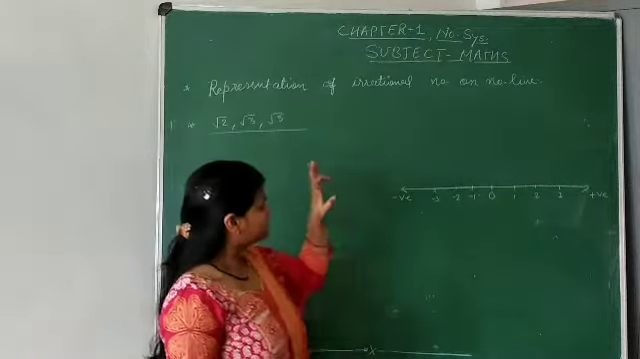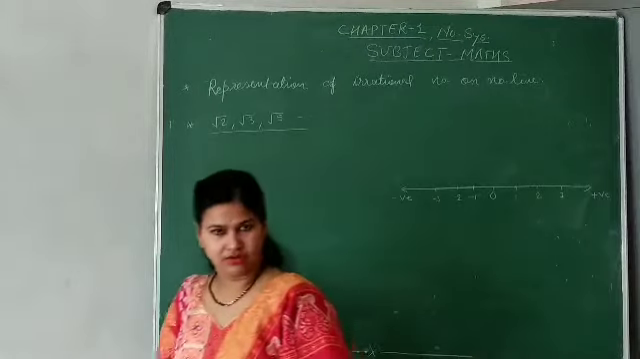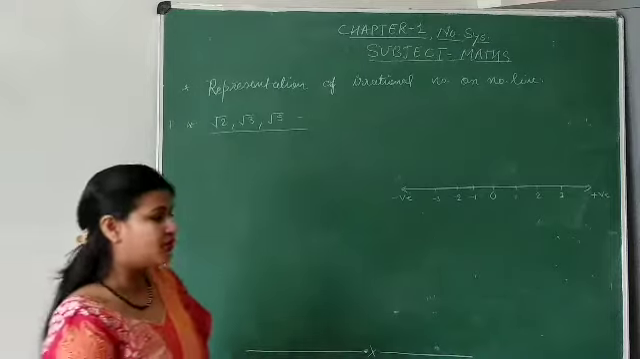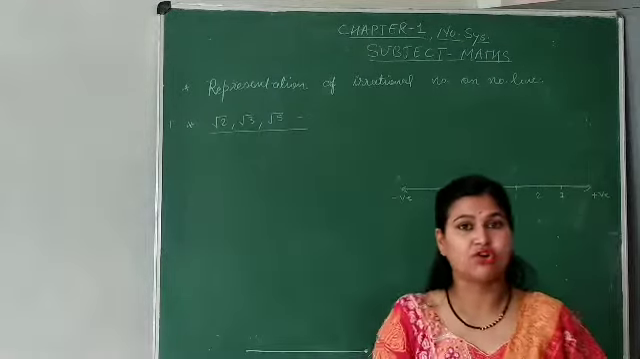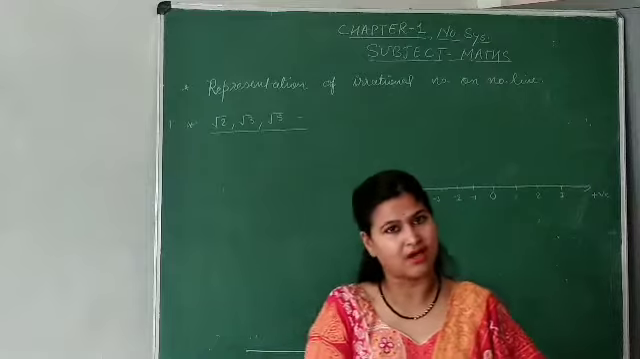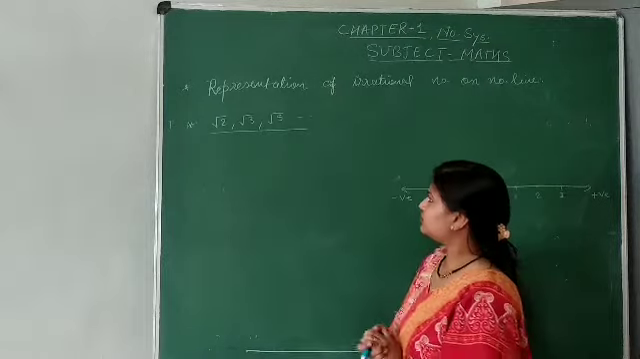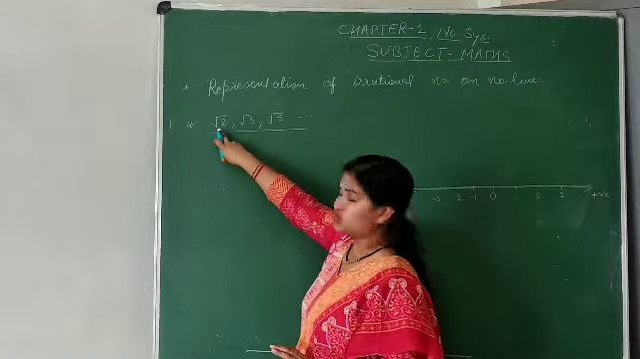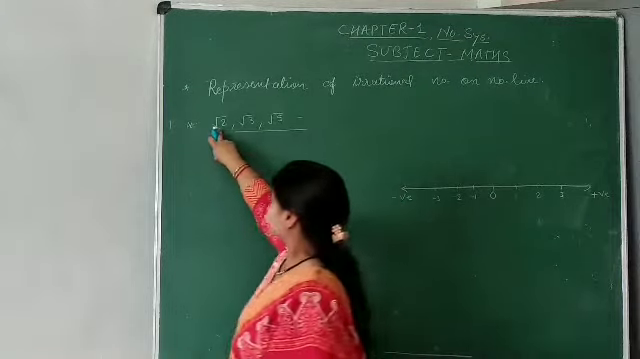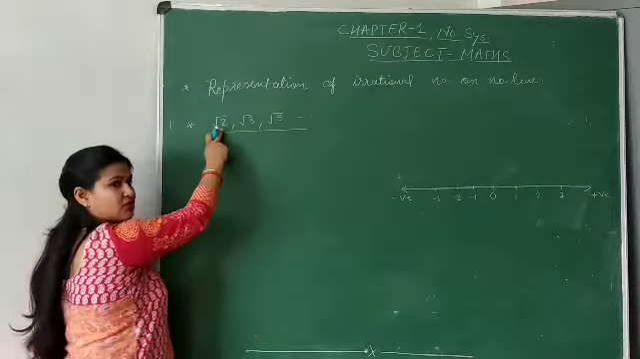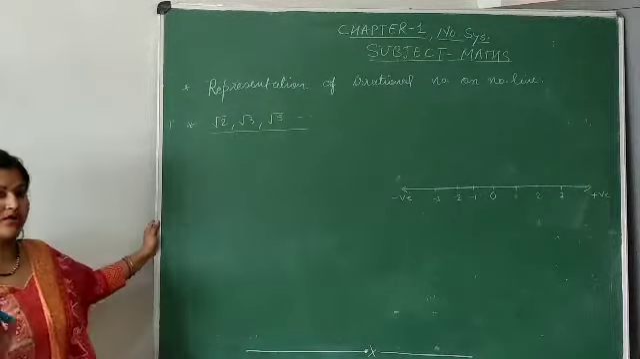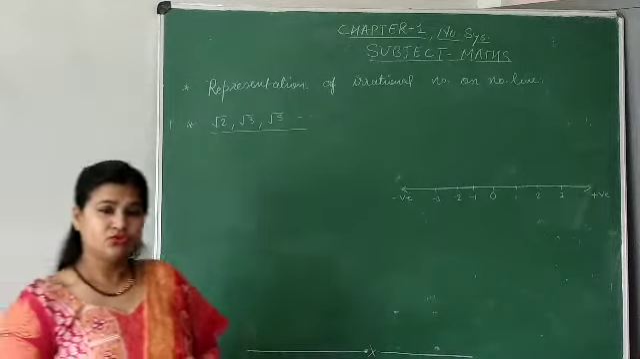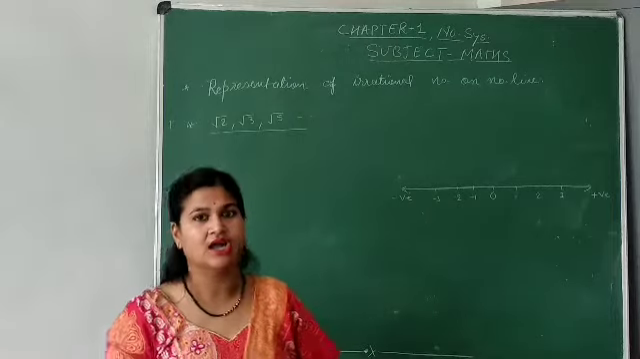Firstly, what do you know about irrational numbers? Irrational numbers are numbers which are not rational, or we can say that numbers which cannot be represented in p by q form are called irrational numbers. So we represent irrational numbers on the number line. Root 2 is an irrational number because its decimal expansion is non-terminating and non-repeating. Similarly, root 3, root 5, root 7, root 11, these all are irrational numbers.